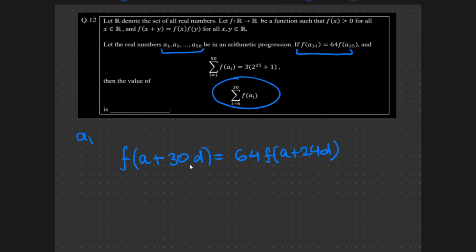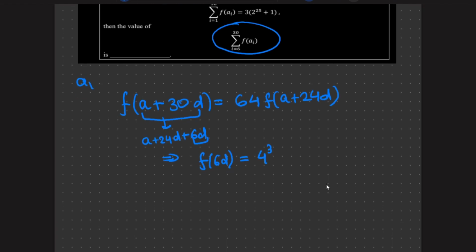So from this property over here, does it click to my mind that I write this thing as f(a + 24d + 6d)? So after simplifying, this thing will become f(a + 24d) times f(6d). So after simplifying, what we get is f(6d) is equal to 64. I am writing 64 as 4 cube. We will come to know in a moment why.